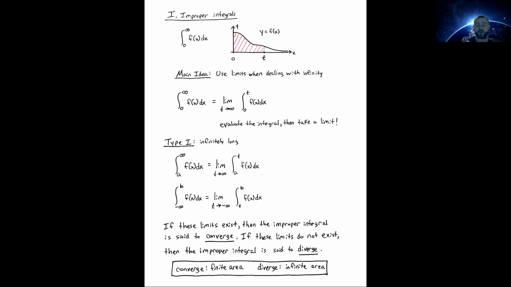Now these terms are being introduced for the first time. Kind of intuitively, what converge means, or the idea of convergence for an improper integral, is that the area is finite. The second part, a divergent improper integral, or if we say an improper integral diverges, that basically means the area is infinite.